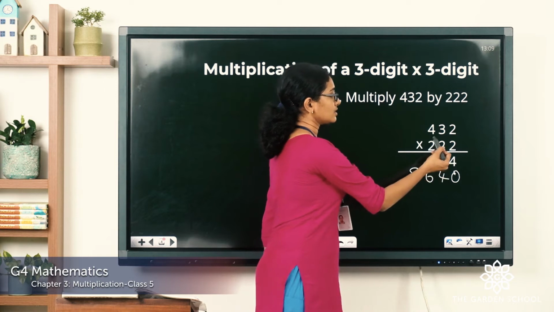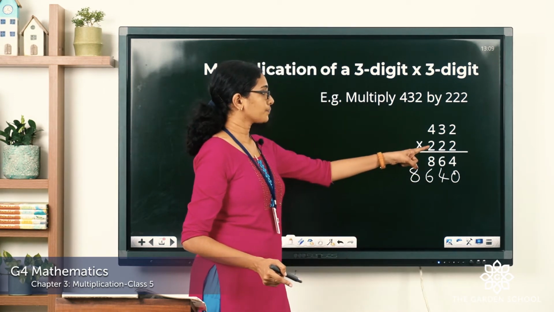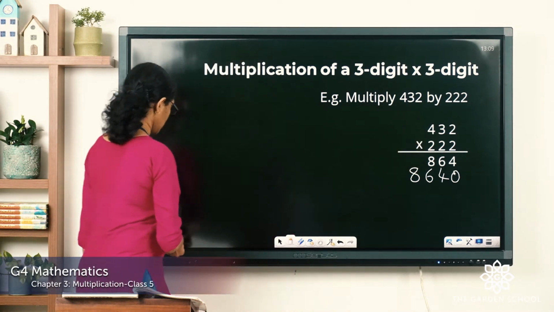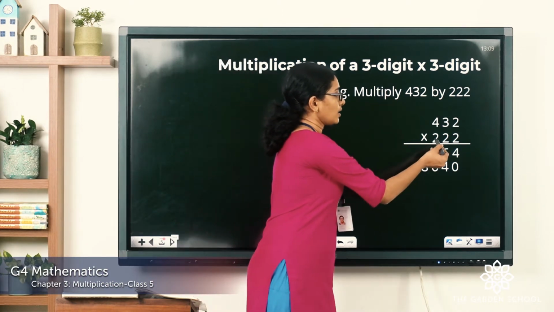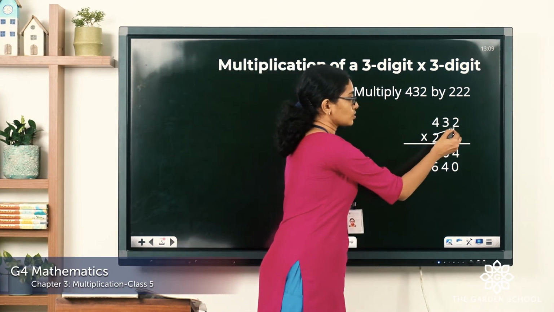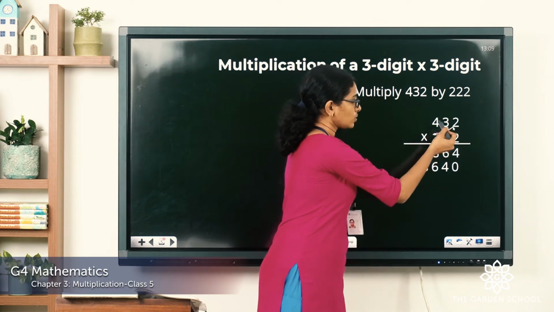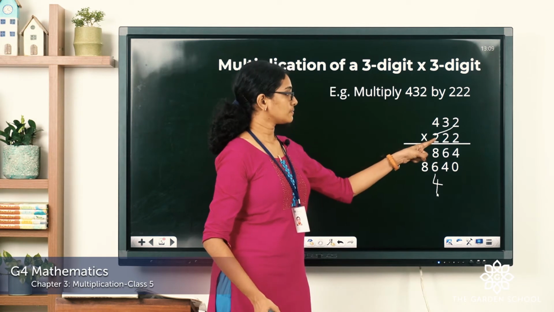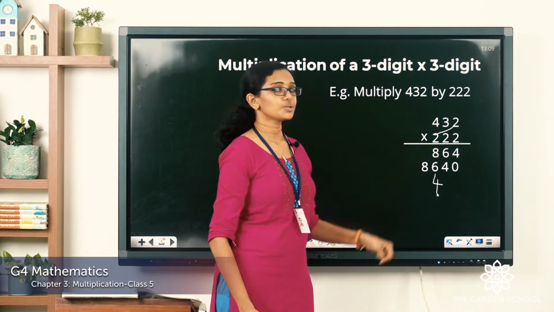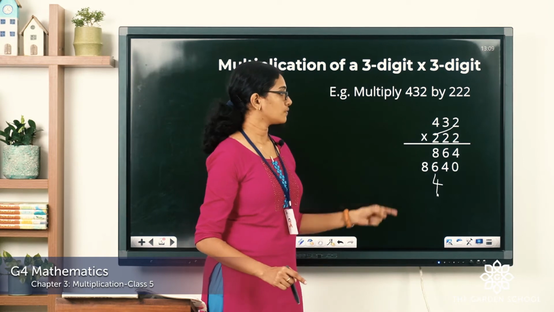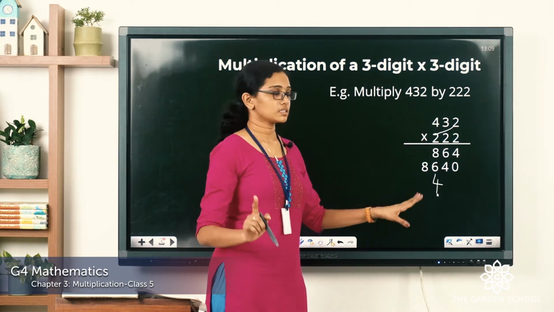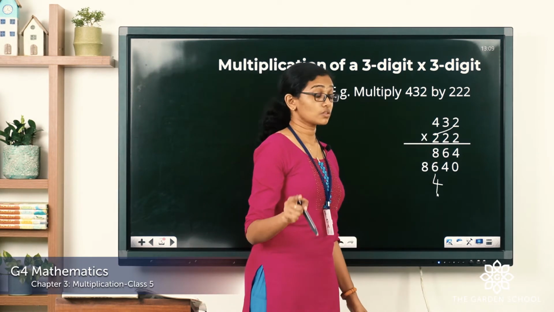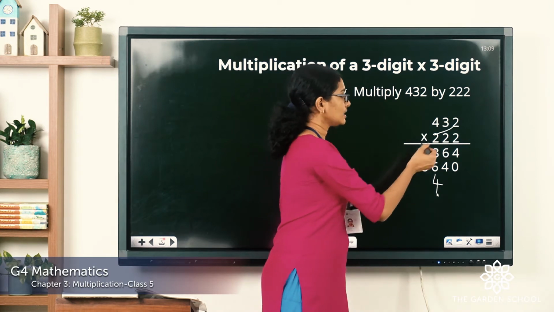Now, the next step is to multiply the next digit of the multiplier with each digit of the multiplicand. So let's see. Here you have 2 into this 2. What is 2 into 2? It is 4. Where do you write that? You write that in the hundreds column. Why? Because you are multiplying 2 hundreds or 200 into 2 ones, which is equal to 4 hundreds. So to correct the places, make sure you write it in the hundreds column. We'll insert the zeros at the end to correct the places.